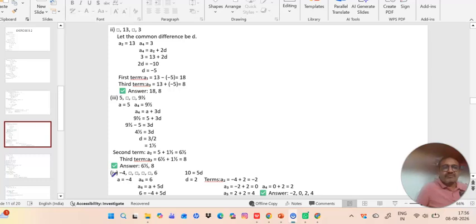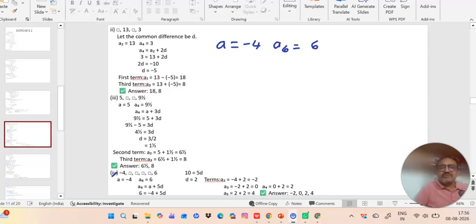Now fourth sum. Here a is given, a is equal to minus 4. Next, here if you observe, 1, 2, 3, 4, 5, 6, means a6 is given. a6 is equal to 6.